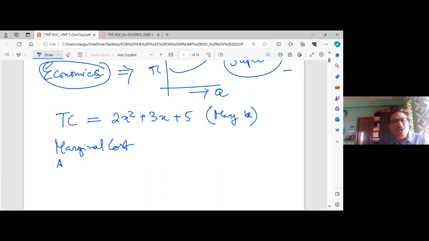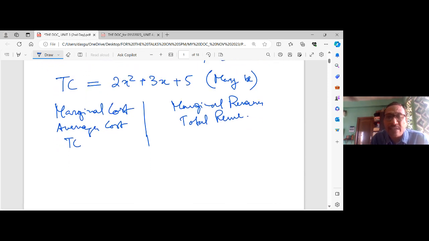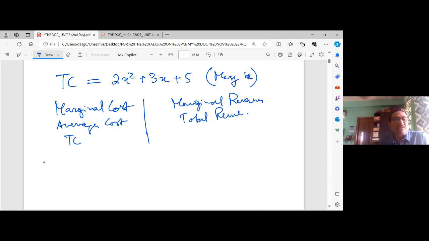or the average cost, or for that matter marginal revenue, or total revenue, total cost, total revenue. For this purpose, we use the concept of derivatives or differentiation.